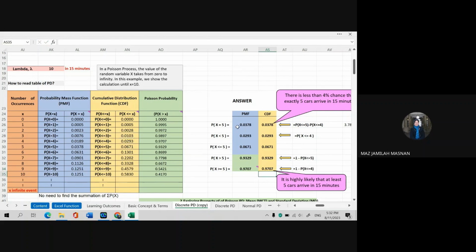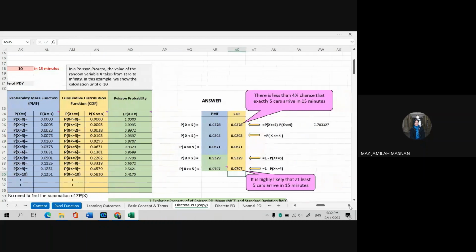Now, this is how you can use your probability mass function as well as the Poisson probability, where you are looking for the probability of x greater than a certain value of x. And if you are using the CDF, this is how you can use the CDF.